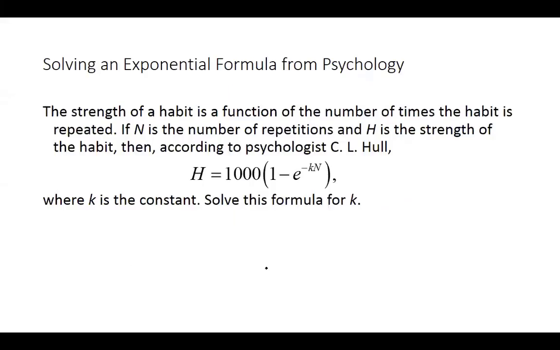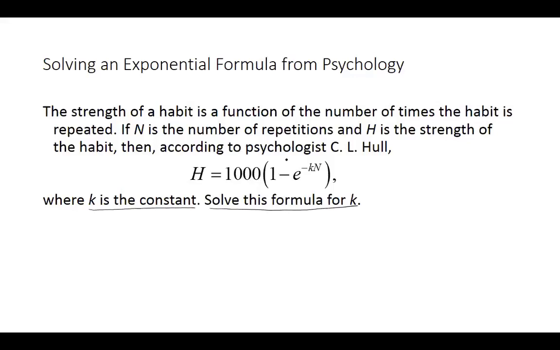The strength of habit is a function of the number of times the habit is repeated. If n is the number of repetitions, and H is the strength of the habit, then according to psychologist C.L. Hall, they're giving us this formula. H is equal to 1,000 times 1 minus e to the power of minus k times n, where k is the constant. They want us to solve for k. So that's all they're asking us to do, is to solve for k for this problem.